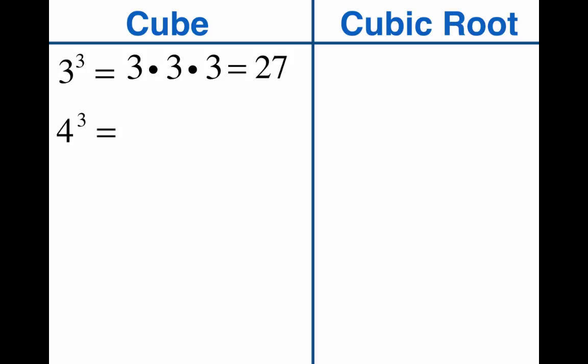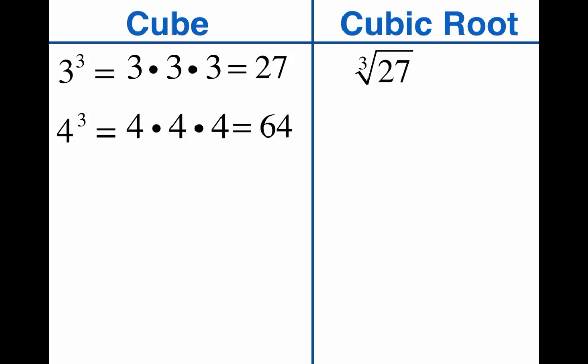All right, so we're going to make a little table now in our notes of cube versus cubic root. To cube a number means to multiply it 3 times. So 3 to the third would be 3 times 3 times 3, which is 27. Or 4 to the third would be 4 times 4 times 4. Do you know what 4 times 4 times 4 is? 64. We could keep doing this. We could do 5 to the third, 6 to the third, but you get the idea.